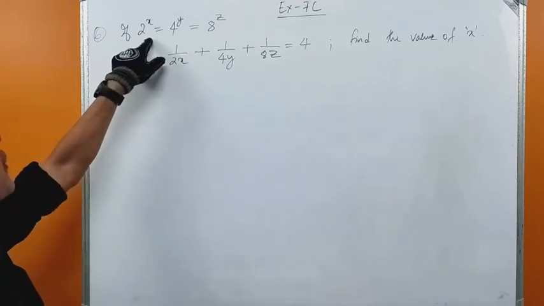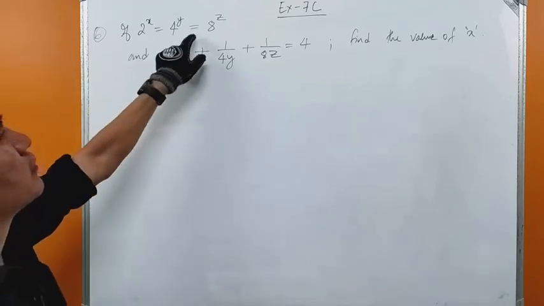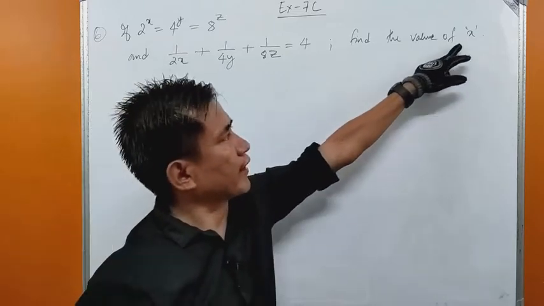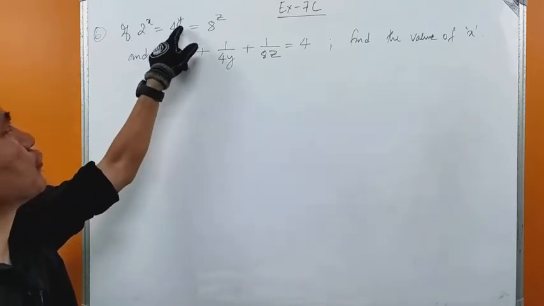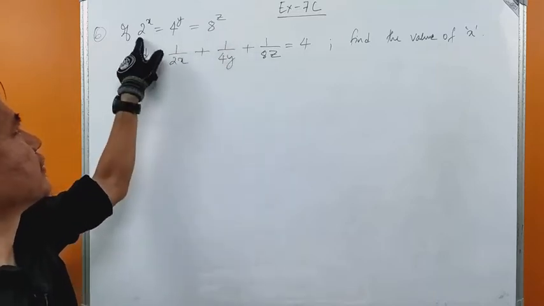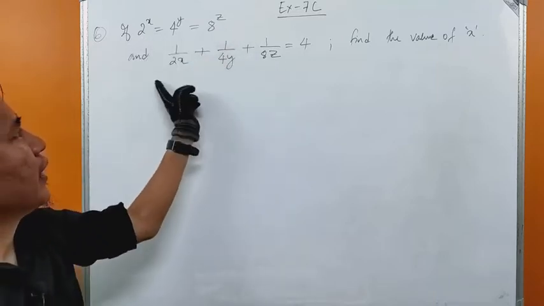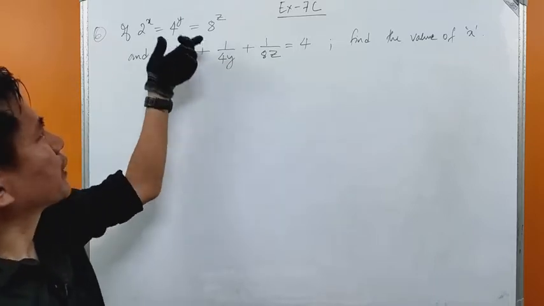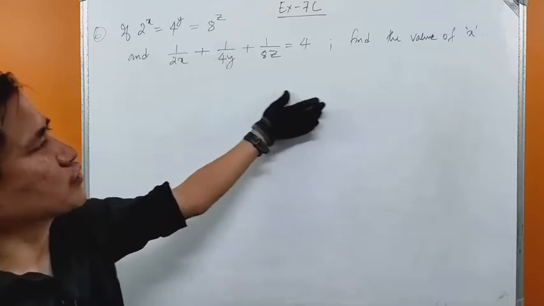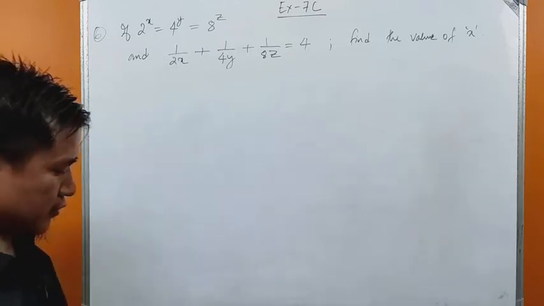So these two are the given conditions, and we are asked to find the value of x. The first condition is 2 to the power x equals 4 to the power y equals 8 to the power z. The second condition is this equation. So we are provided with these two conditions, and we are asked to find the value of x. So let's do this.